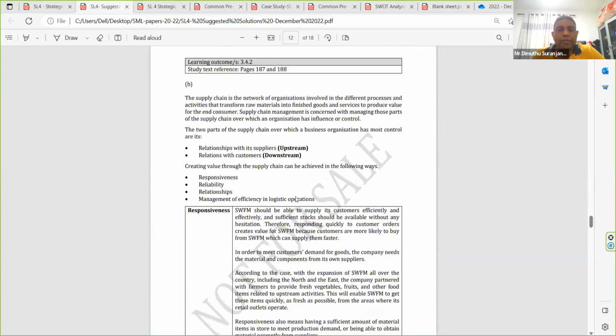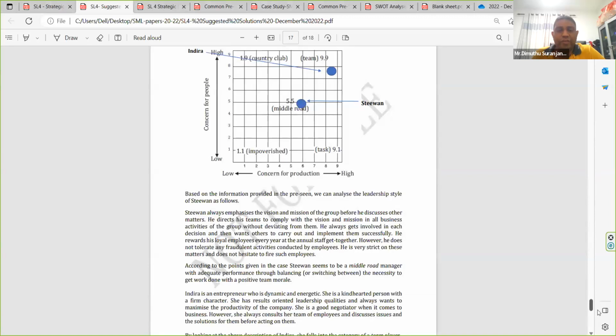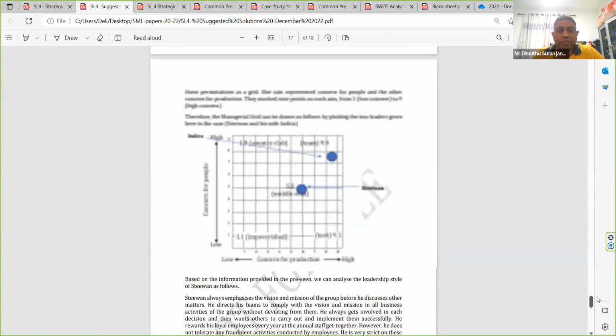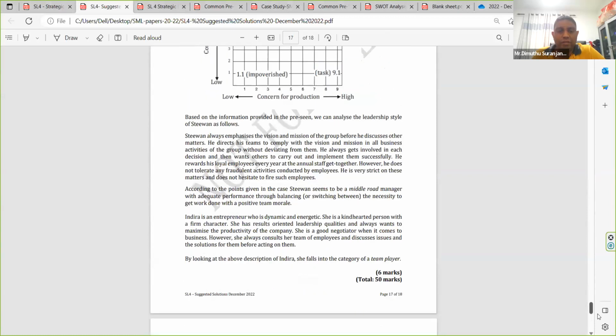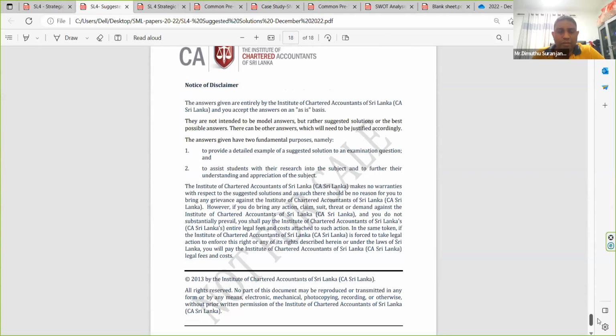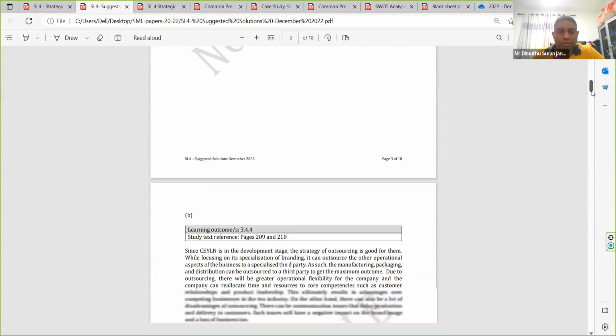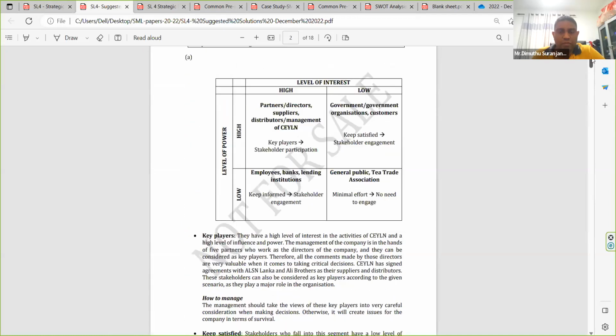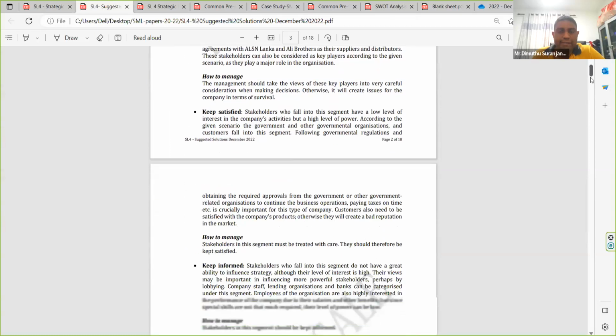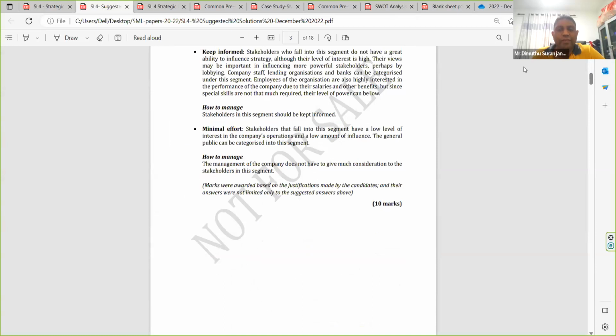But at the end of the paper, somewhere he has mentioned, I will show you, a statement, guys. Now see this, for example. Marks were awarded based on the justification made by the candidate, and their answers were not limited only to the suggested answers above. Now that is the key point here.